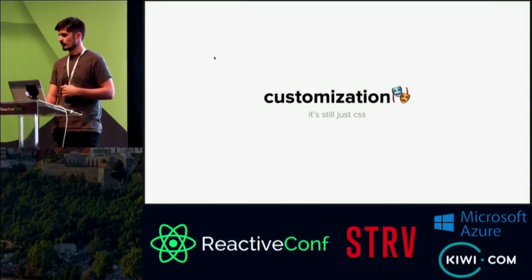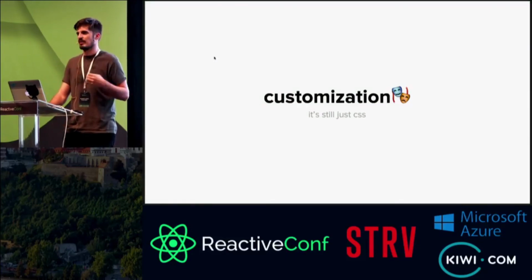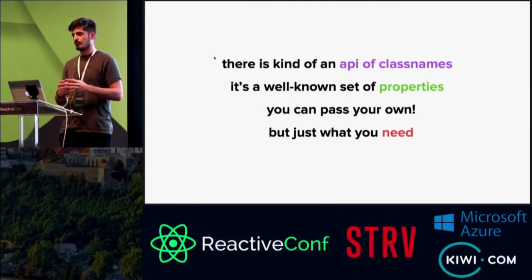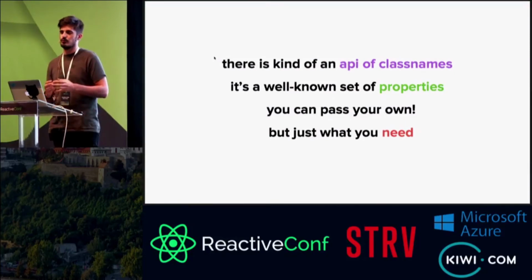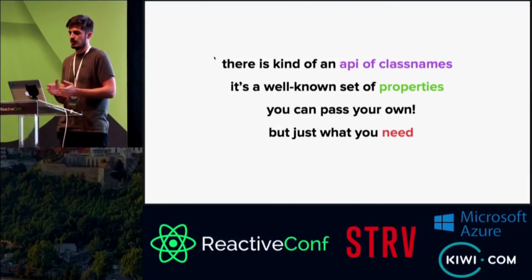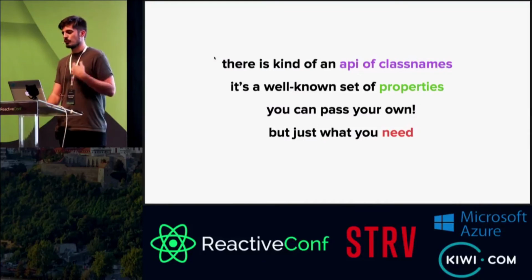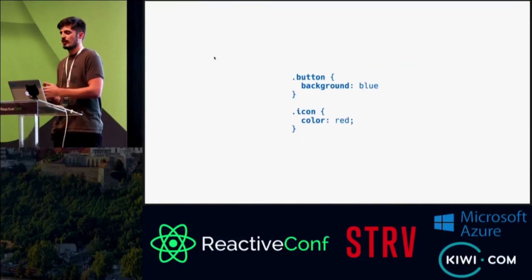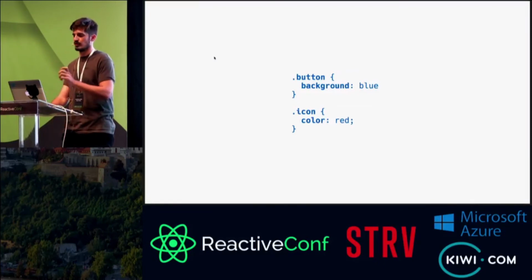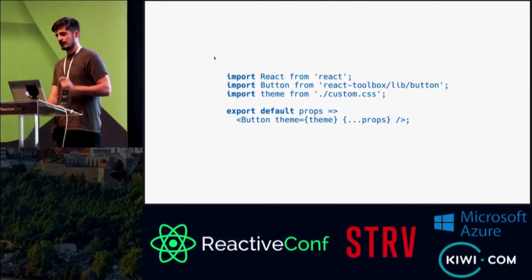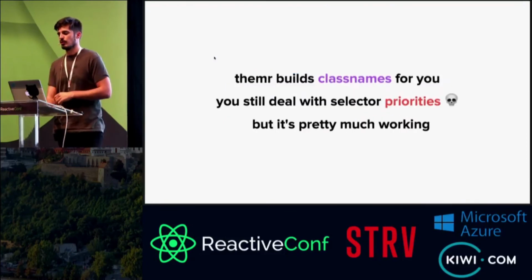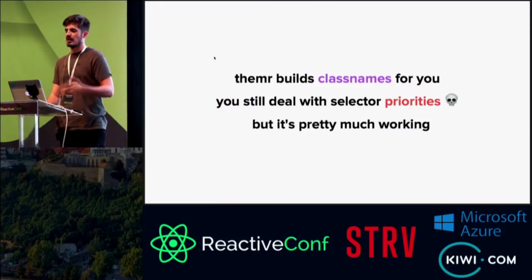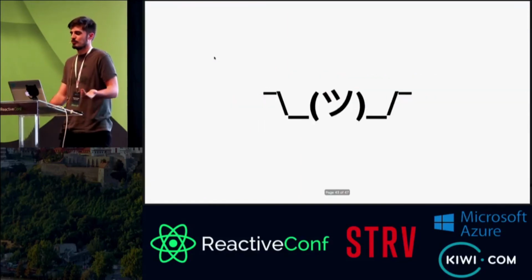But what about customization? You have to think that this is just CSS. And a CSS module is nothing but a bunch of class names, so it's implementing kind of a contract, kind of an API of class names. So you can pass your own, but you just want to pass what you need. If you want to customize a component, for example, I want to set the background blue for just a button, you can pass it like that, and React Themr is going to create the appropriate class name for you. But you still have to deal with selector priorities, but it's pretty much working, right?